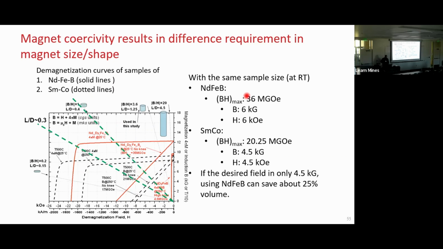So higher energy product at higher temperature does matter. You are saving roughly about 25% of the magnet volume. So that's the beauty of why, despite dysprosium being expensive, and despite samarium cobalt, people always go after the dysprosium. It's just worth it. Yes, it's expensive, but at the end, at system level, you are still much cheaper.